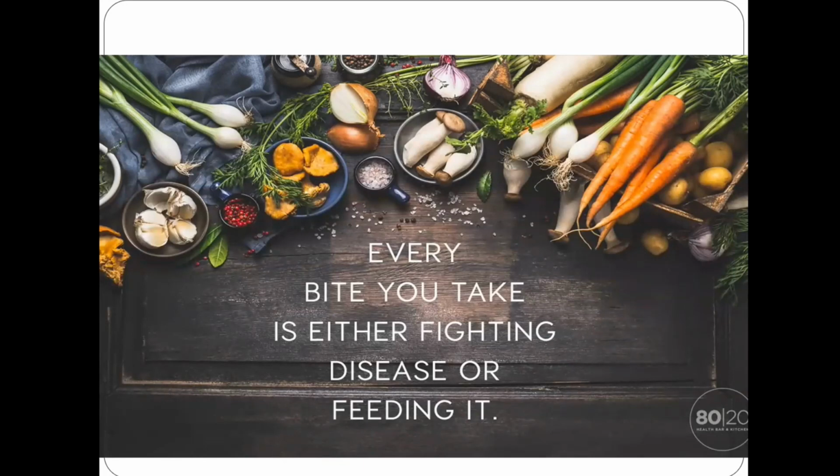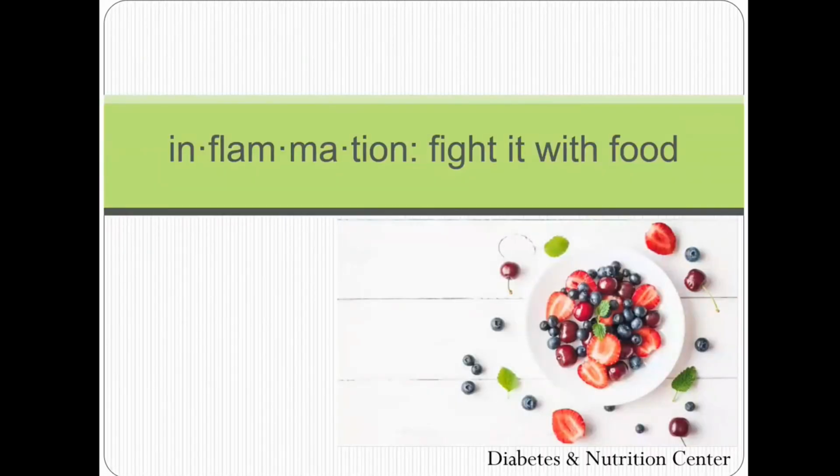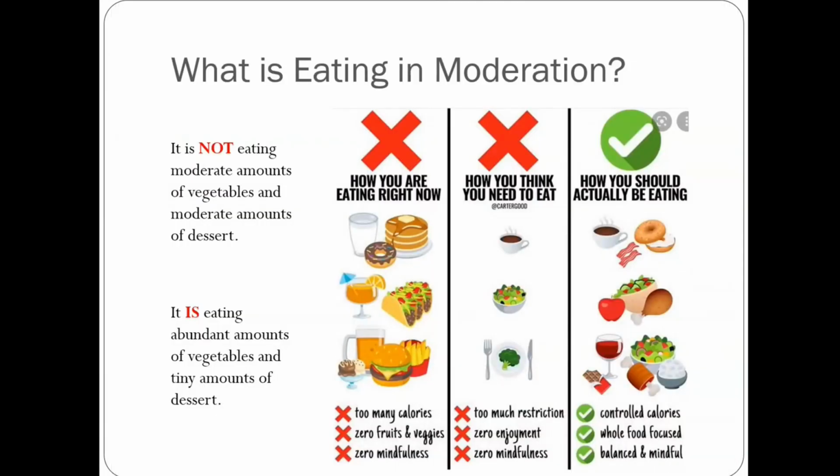All right, so every bite we take is either fighting disease or feeding it. This is a very impactful statement. We want to fight inflammation with food, and we'll go over a couple of tips as to how we can do that. First, let's redefine what we think about as moderation, especially when it comes to eating, because all dietitians will say all things in moderation, right? That's a vague recommendation, so we're going to simplify it and make it more specific. Moderation is not eating moderate amounts of vegetables and moderate amounts of desserts. It is more like eating abundant amounts of vegetables and tiny amounts of desserts.